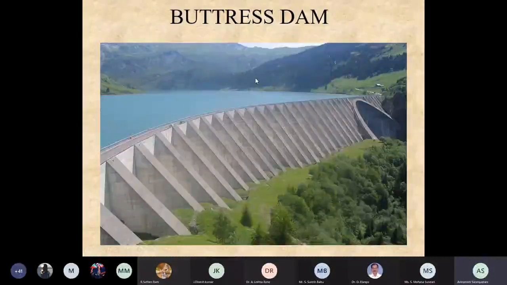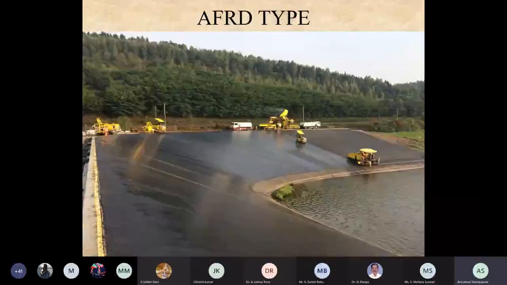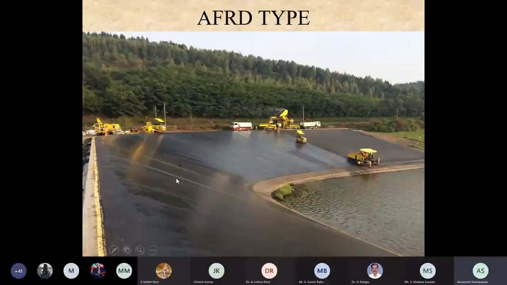And this is the AFRD, that is, asphalt face rockfill dam. So this is asphalt material. Asphalt material is nothing but the material which we use for road construction. The same material nowadays they are using, and they are experimenting with it. In the dam body they will make the rockfill, and above that they will make the sealing with asphalt concrete.